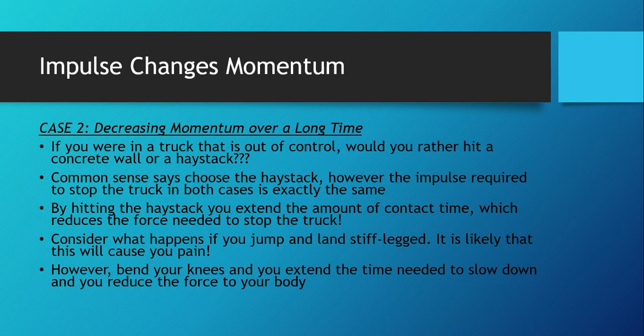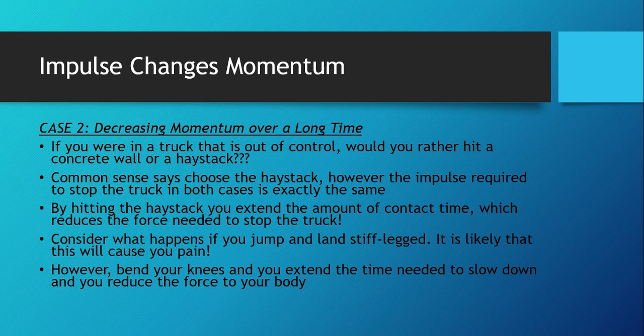The second situation is when you decrease the momentum of an object over a long period of time. Say you're in a truck or a big heavy vehicle that's out of control. Do you want to crash into the concrete wall, or do you want to crash into the haystack, the bales of hay, or the cornfield? You're going to go for the cornfield. The reason is that the corn stalks will slow your car down, but over a longer period of time. Whereas the concrete wall will slow you down quick.